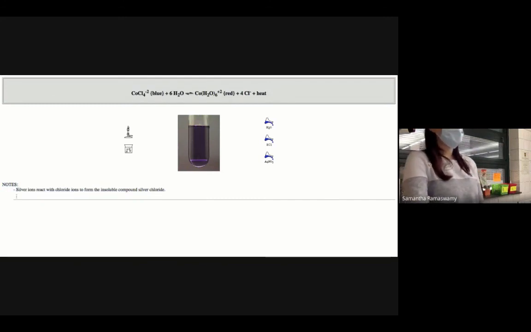It talks about what happens with silver ions. But you can click through, right? You can add heat. Notice it changes color. So here's what it was before. Here's what it was after. You can go the other way. You can remove heat. Here's what it was before. Here's what it was after.